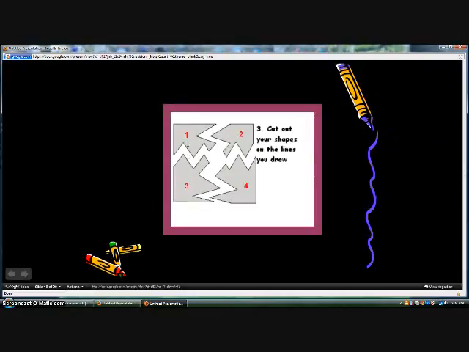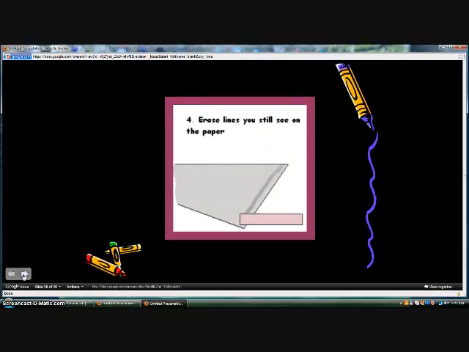I always like to have my students number their pieces before they cut them out. So here we see I put number 1 in this shape, number 2, 3, and 4. Then the students cut out on their lines, and now they have 4 separate pieces of paper. They will take an eraser and erase any leftover pencil marks that were left on their tessellation pattern.